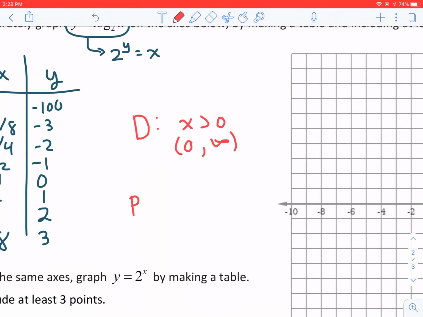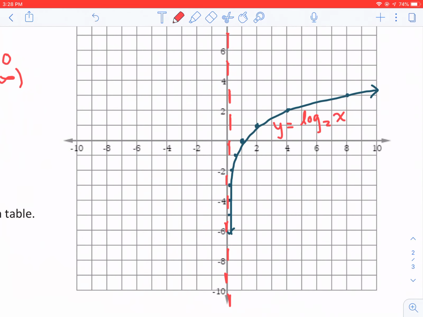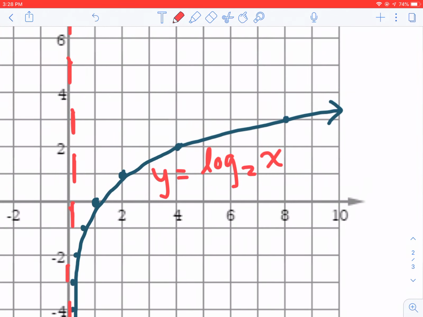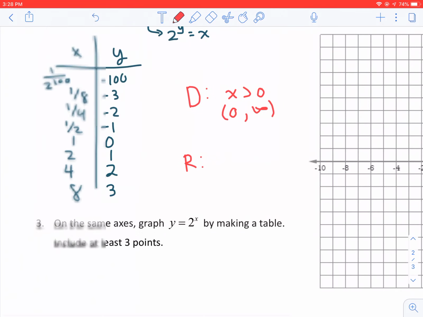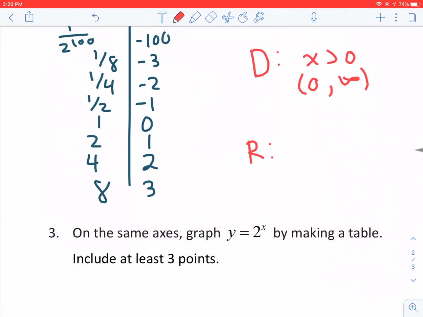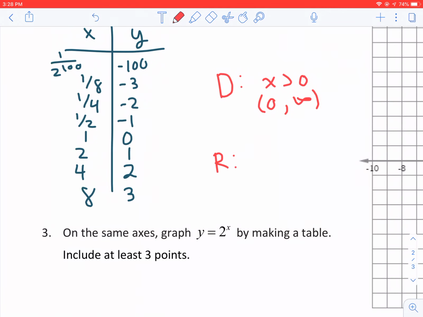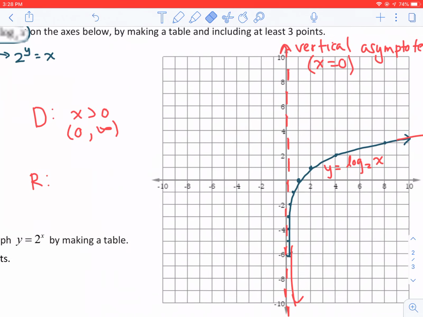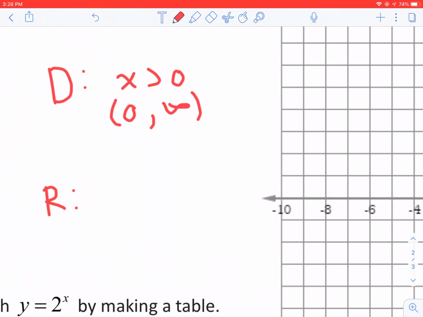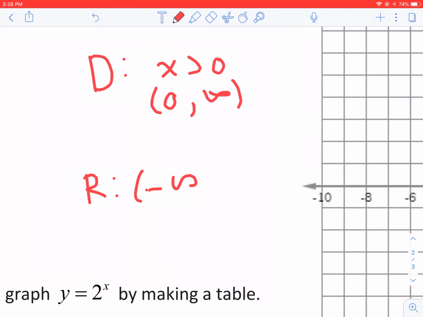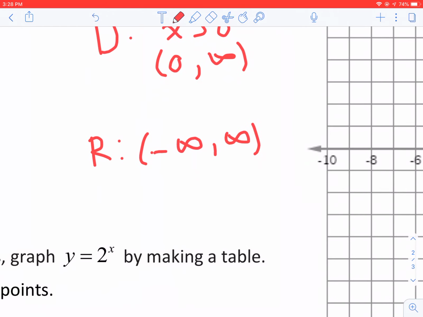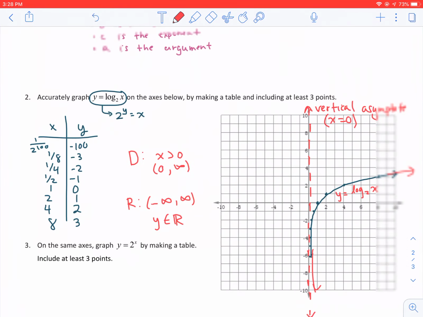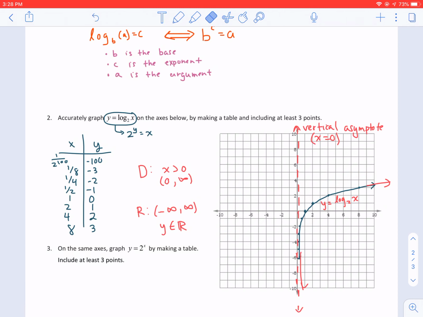Right, our range, this is going to keep going down. This is going to keep increasing also, by the way. Right? There's no limit to what the y value is going to be. I can make it 4, 5, 6, right, a million. It's just going to grow really, really slowly, but it's always going to keep increasing. So our range goes from negative infinity to infinity, or we can say y is an element of the real numbers. All right.